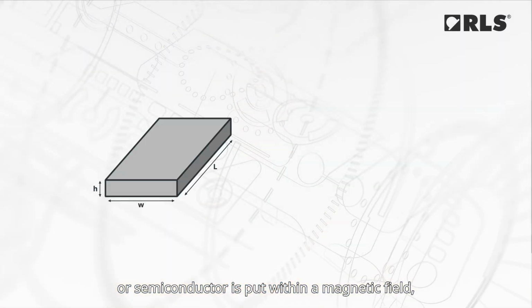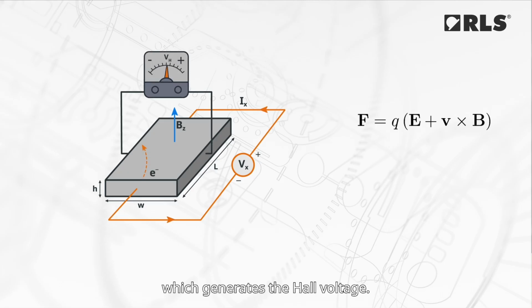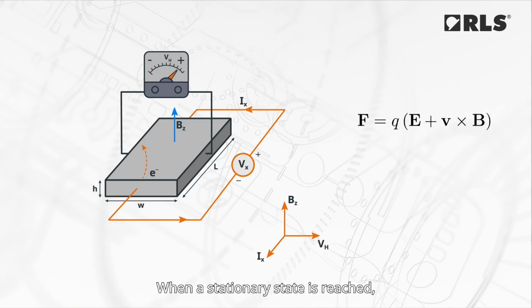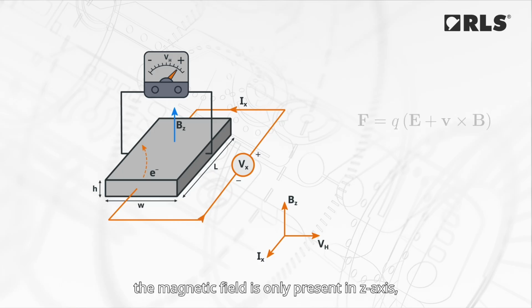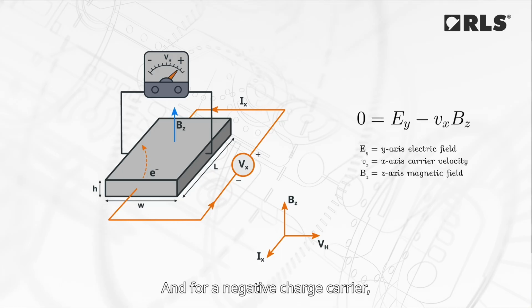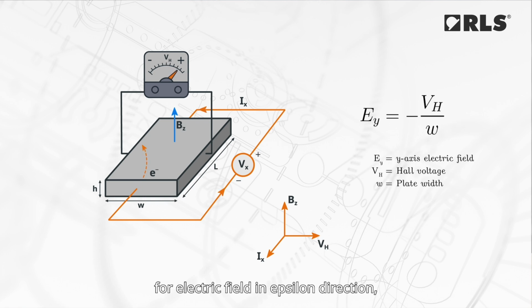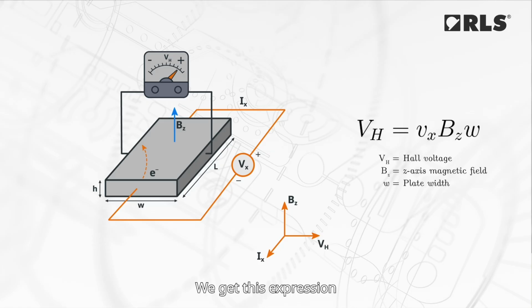When a conductor or semiconductor is put within a magnetic field, a Lorentz force appears on charge carriers, which generates the Hall voltage. When a stationary state is reached, the sum of forces should be zero, and assuming the magnetic field is only present in z-axis, we get. And for a negative charge carrier, we get the expression for electric field in epsilon direction, where W is the plate width. We get this expression for Hall voltage.